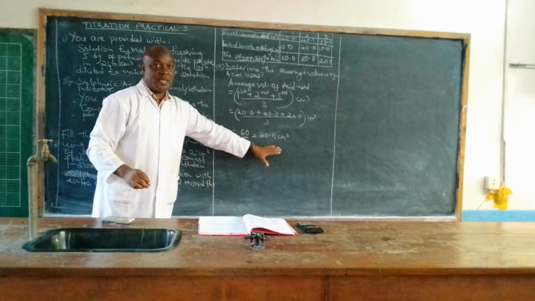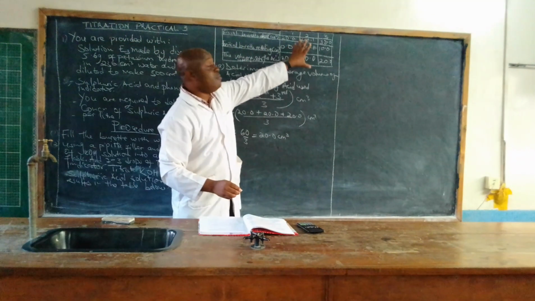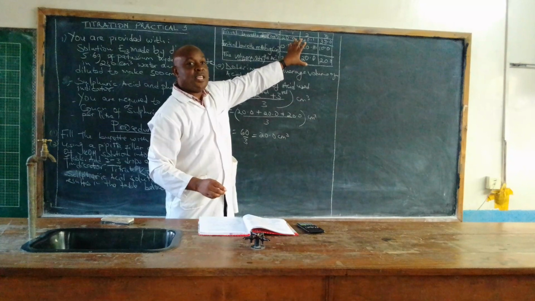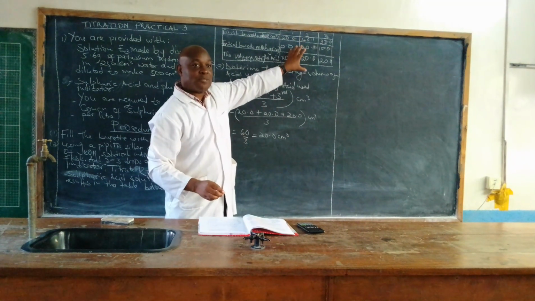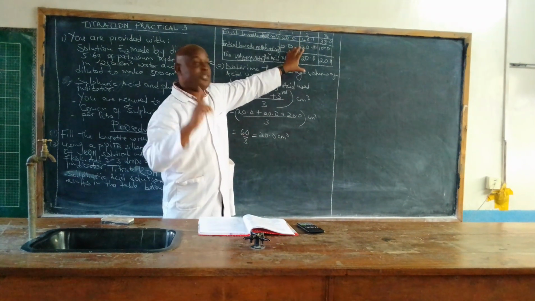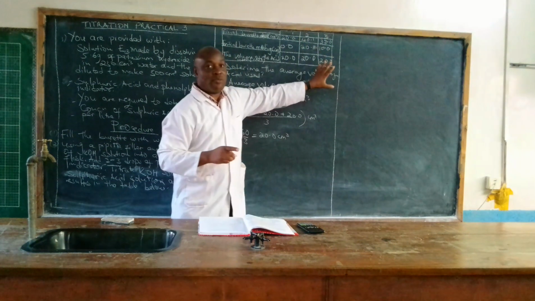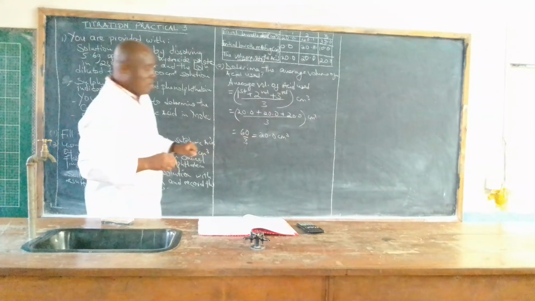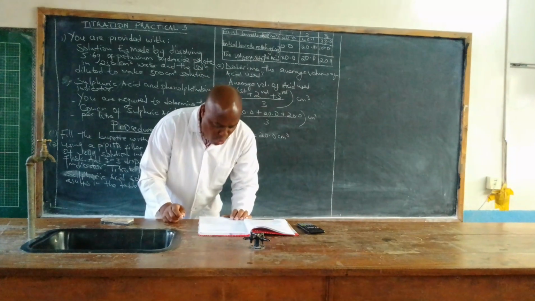And also you are supposed to tabulate your results. It's supposed to be in one decimal point. If you have maintained one decimal point, maintain it all throughout your table. Sounds up? Yes. Now, we go to the second question.